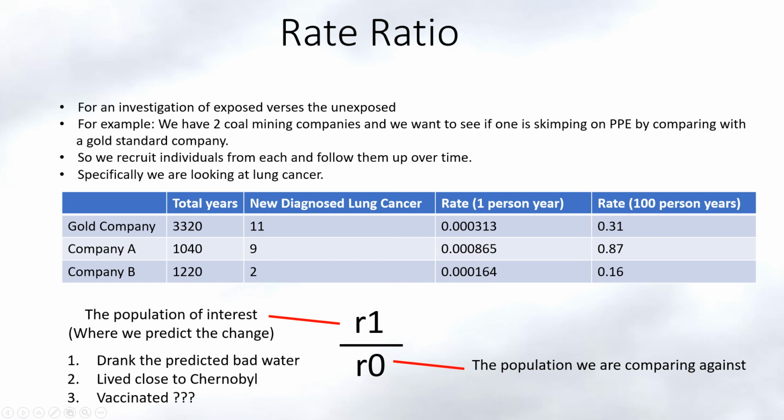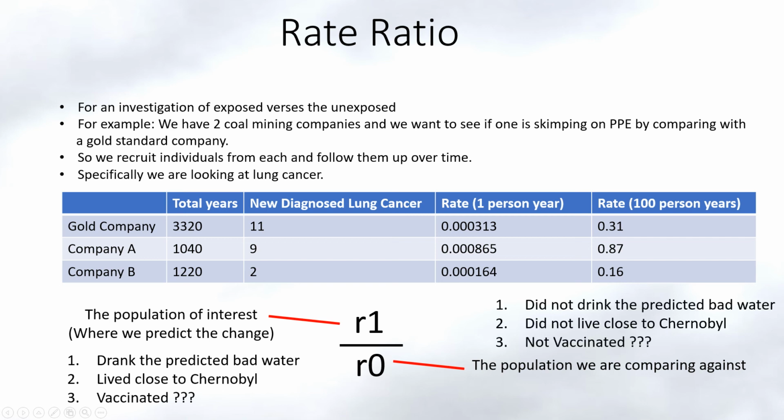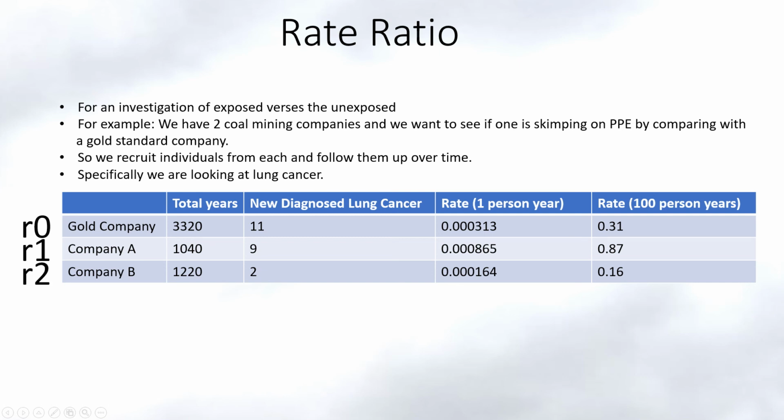So it could be drank the predicted bad water, or live near Chernobyl, because I just watched that series and it's awesome. Or maybe vaccinated, perhaps. Or the opposite and not vaccinated. But actually, vaccinated is a whole different thing, and I'm going to go over that in part 2b. So we got our R0, the thing we're comparing against, versus R1 and R2, which are the 2 things that we're going to use as the numerator. Okay, so here we go.